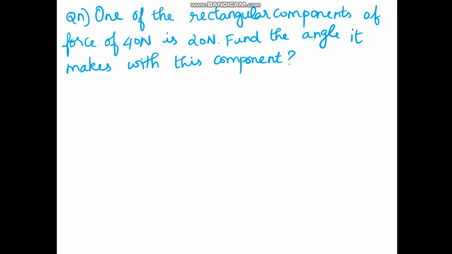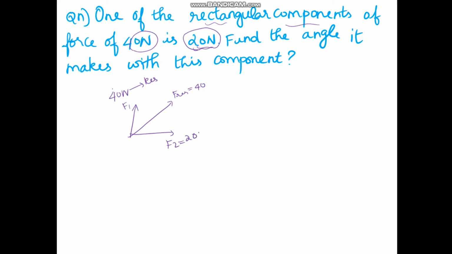Now this is the next numerical. One of the rectangular components of a force of 40 Newton is 20 Newton. Remember that 40 Newton is the resultant force, and one of the components is 20 Newton. Suppose this is F1 and the other force is F2. Its resultant is F resultant, which is 40 Newton, and let us assume F2 to be 20 Newton.